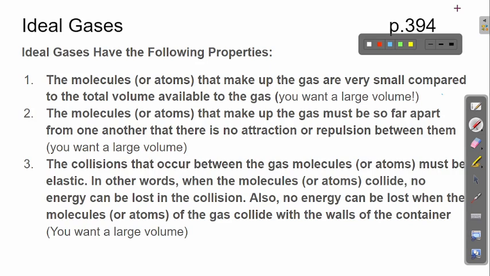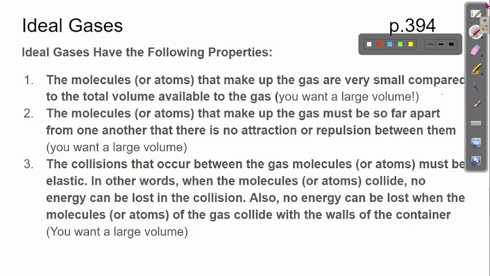Number three, the collisions that occur between the gas molecules or atoms must be elastic. In other words, when the molecules or atoms collide, no energy can be lost in the collision. That's what it means to be elastic. So when they collide, because they do, they don't lose energy. Also, no energy can be lost when the molecules or atoms of the gas collide with the walls of the container. And all of this is to make the volume large.